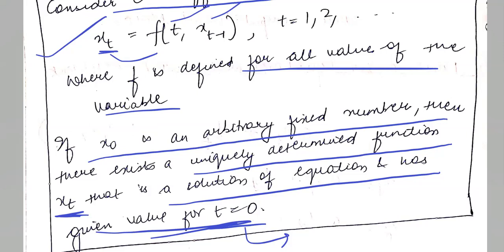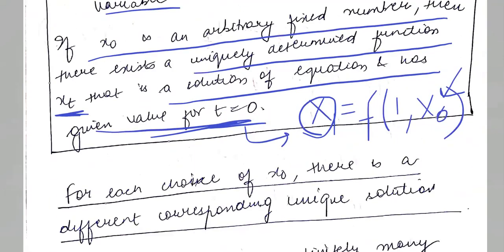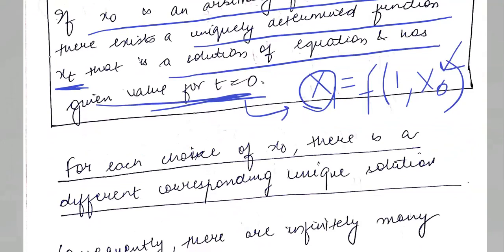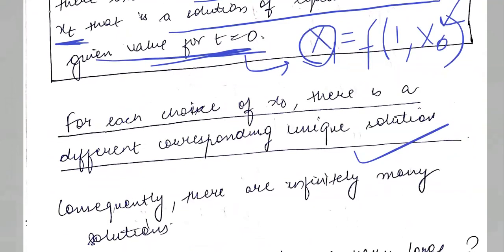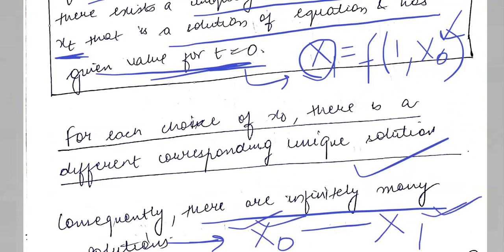Remember when I said x1 is a function of 1 comma x naught. As the value of x naught keeps changing, the value of x1 will also keep changing. So for each choice of x naught, there is a different corresponding unique solution. In fact, there are infinitely many solutions. For any x naught, you have one x1. As x naught keeps varying, x1 also keeps varying, so there would be infinitely many x1s for infinitely many x naughts.